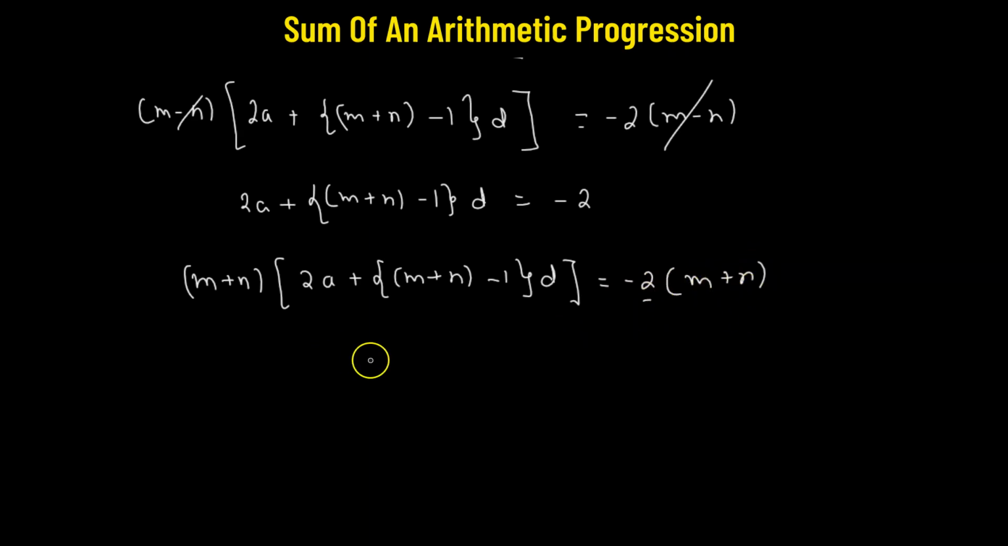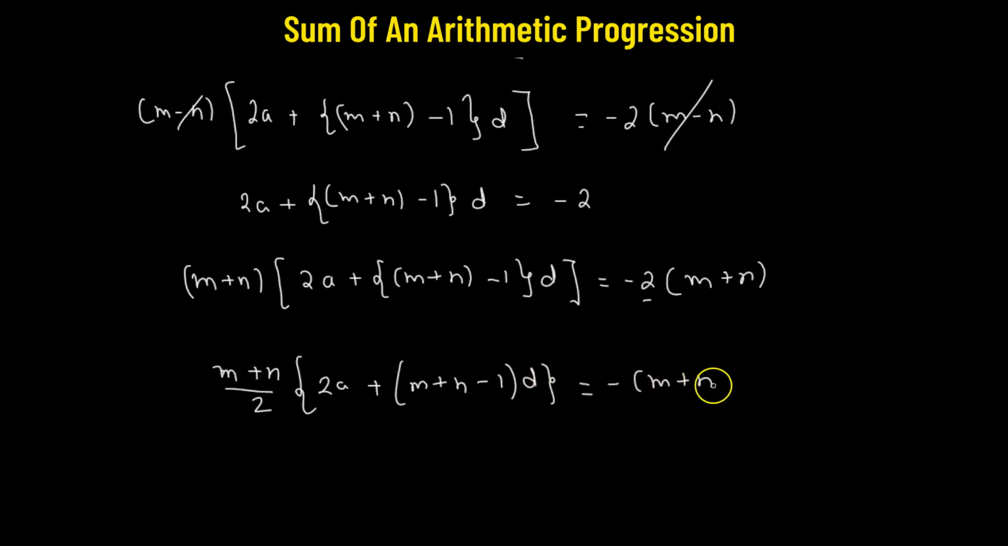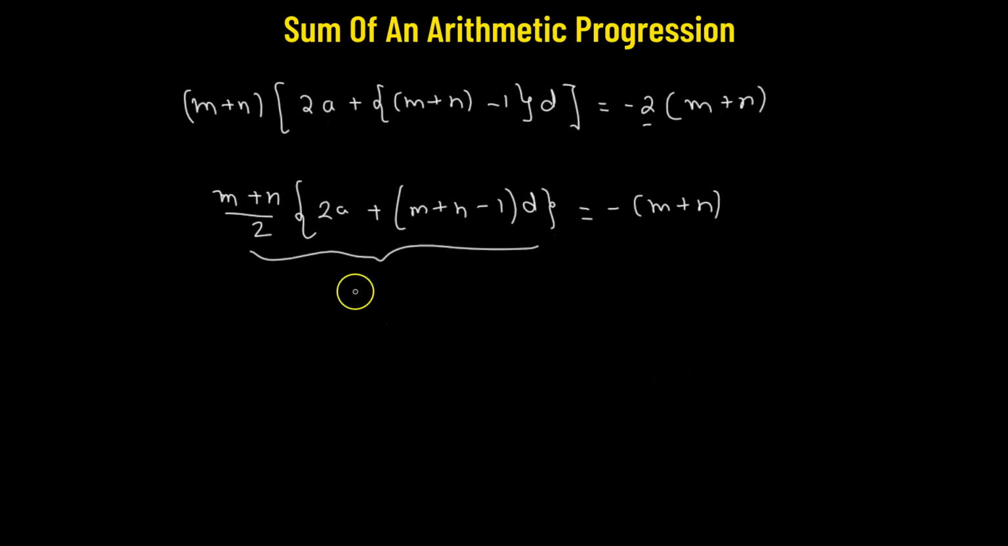Now we'll divide both sides by 2 to get rid of this 2 on the right hand side. So we will have m plus n divided by 2 whole multiplied to 2a plus m plus n minus 1 times d, equal to negative of m plus n. Now what is this? This is nothing but the sum up to the m plus nth term. So we obtain that this value is equal to negative of m plus n. And this is exactly what we have been asked to show. Hence we have successfully proved the following.